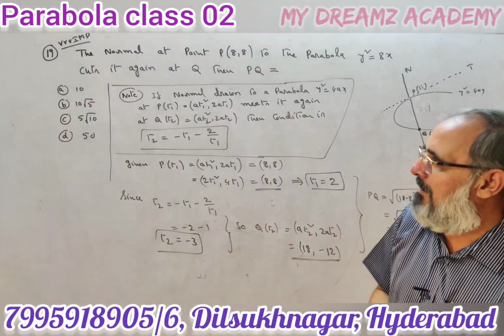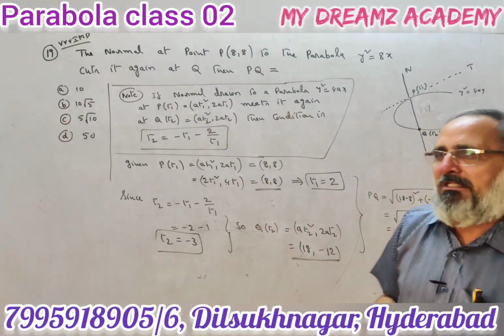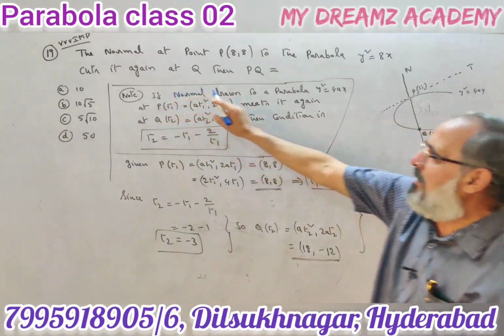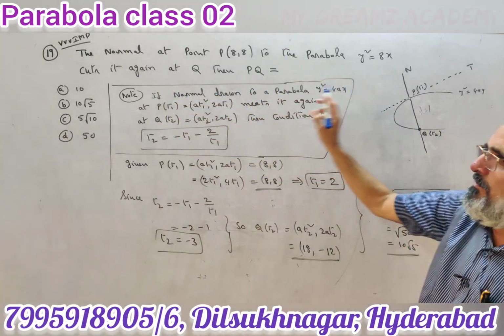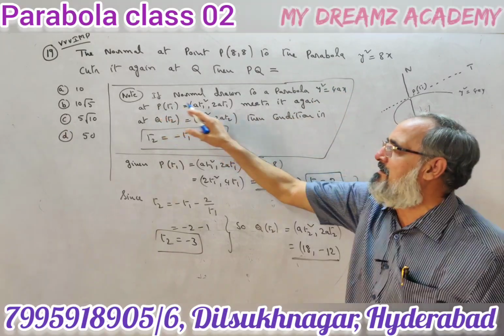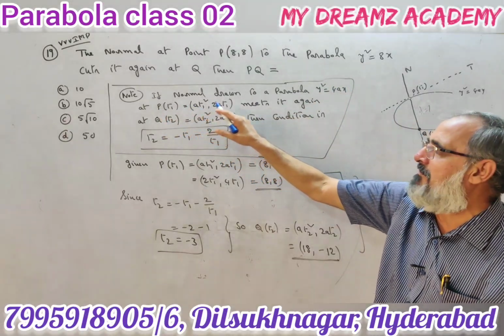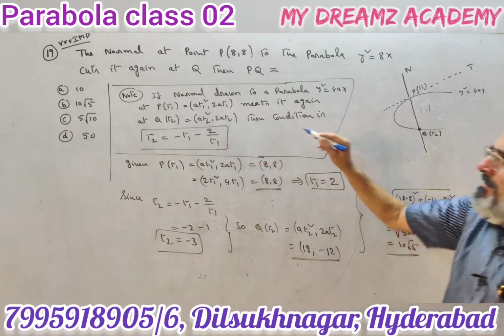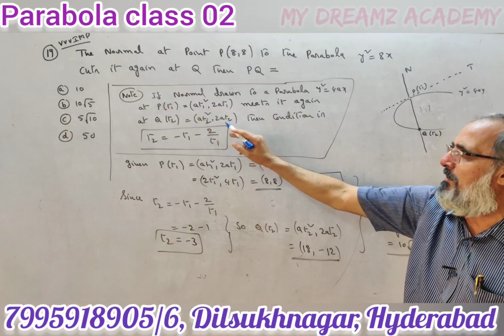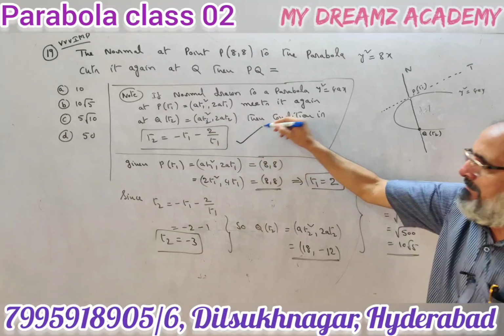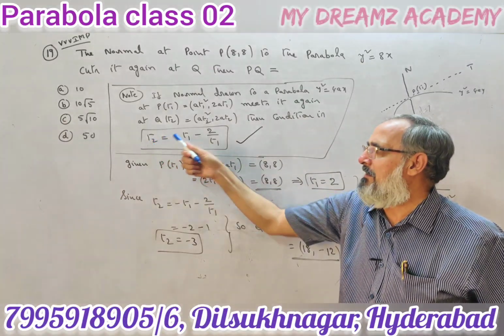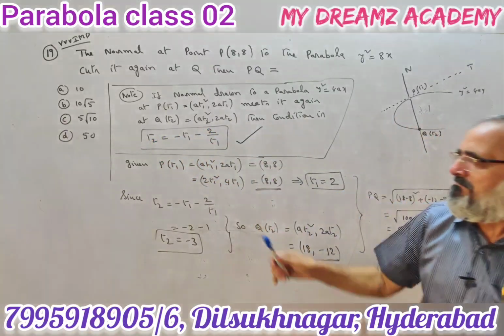First, what are P(t1) and Q(t2)? Those are the two points, or parametric points. If a normal is drawn to the parabola y square equal to 4ax, take P(t1), the parametric point on the parabola, (at1 square, 2at1). If it meets the curve again at Q(t2), (at2 square, 2at2), then one must remember the condition. The relation between t2 and t1 is t2 equals minus t1 minus 2 by t1.